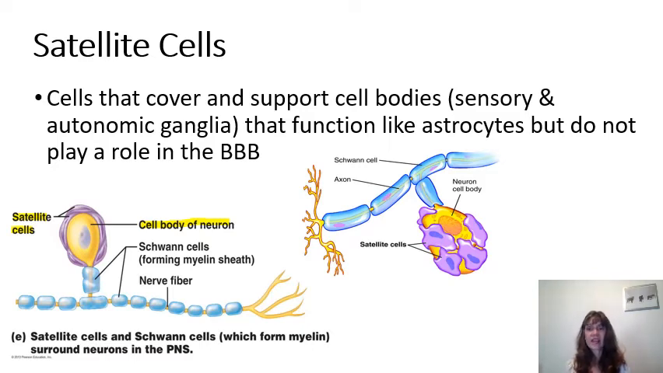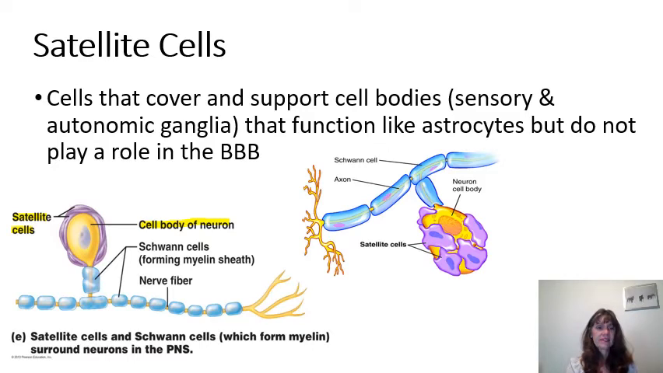They function like astrocytes in the way that they help control and regulate the concentration of ions around the soma so that the nerve doesn't fire inappropriately. They do not play a role in the blood-brain barrier because they're located in the peripheral nervous system. They don't get close to the brain.